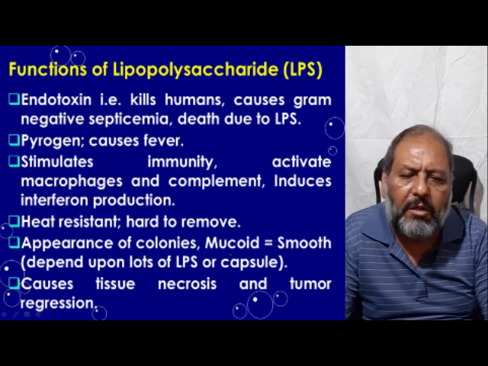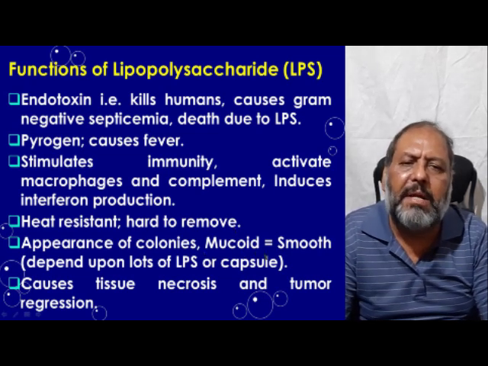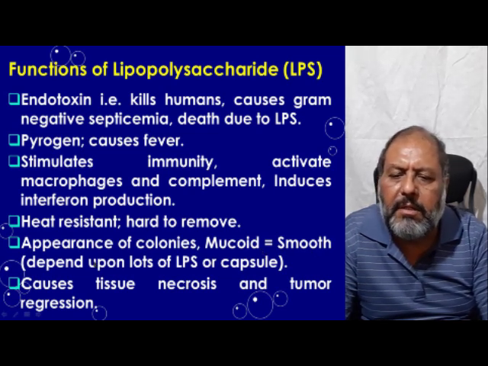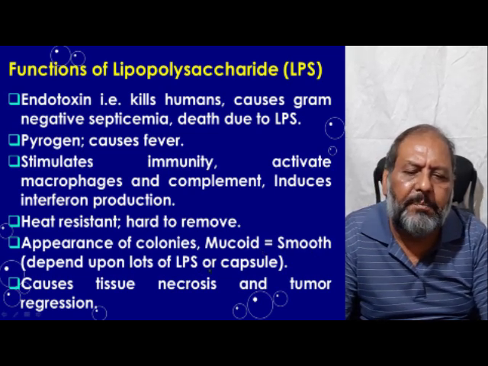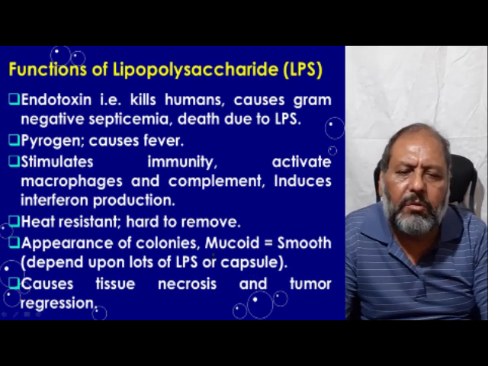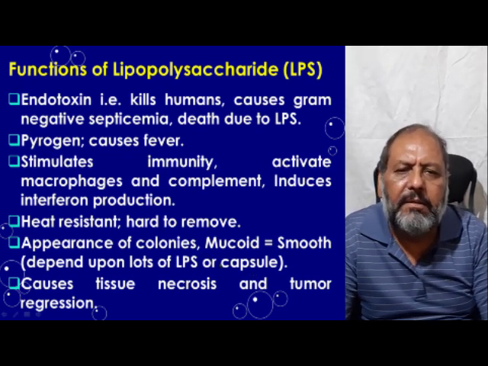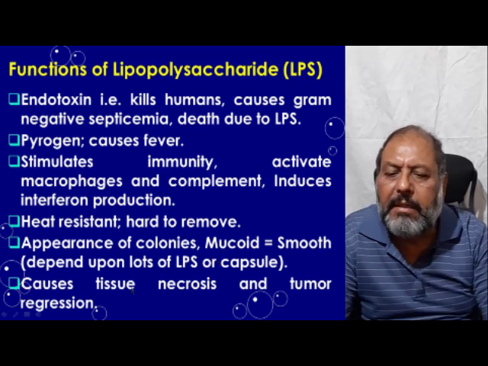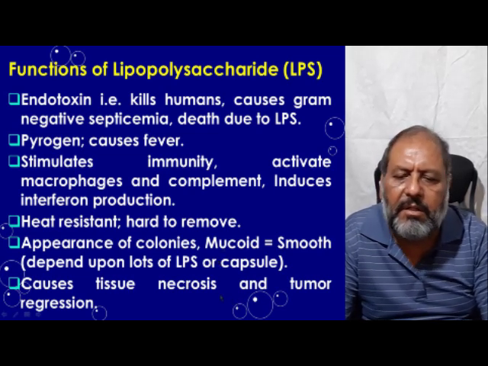The appearance of the colonies is mucoid because of the presence of this lipopolysaccharide, and smooth depending upon the amount of the LPS or the capsule. So the colonies which look smooth and mucoid, that is because of more LPS and the capsule. It causes tissue necrosis and tumor regression.